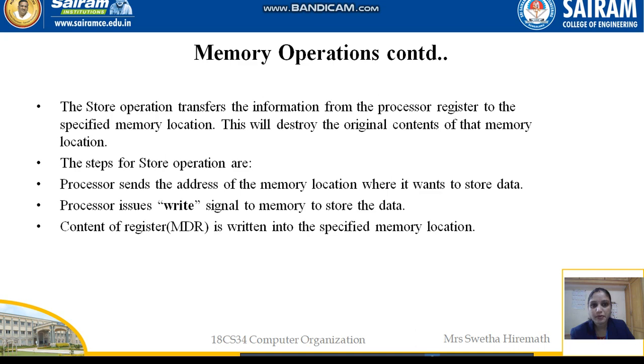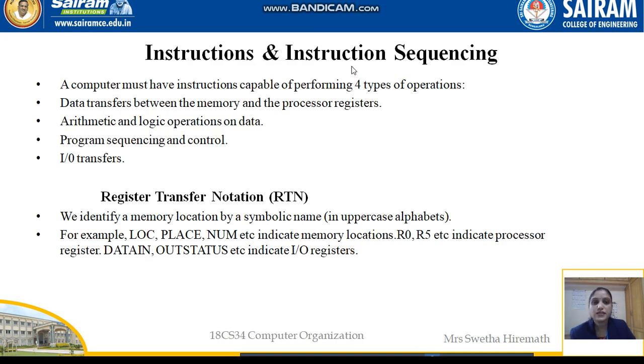Once we are familiar with the memory operations, next we will go to instructions and instruction sequencing. So what are instructions? Instructions mean what we actually want to perform with the available data. For example, sum equals a plus b. This is a type of instruction where we perform an addition operation with two numbers. Similarly, there are different types of instructions. An instruction is a single instruction, while instruction sequencing means how more than one instruction will be executed.